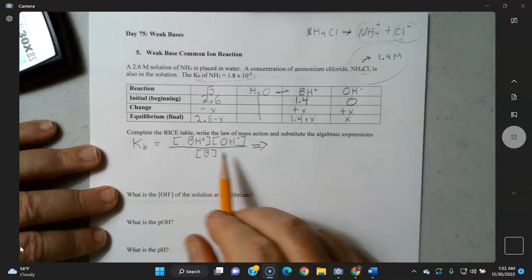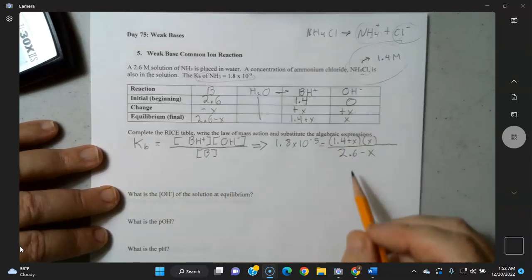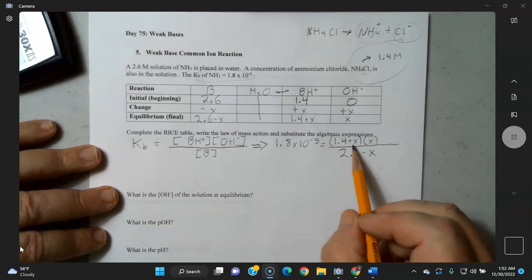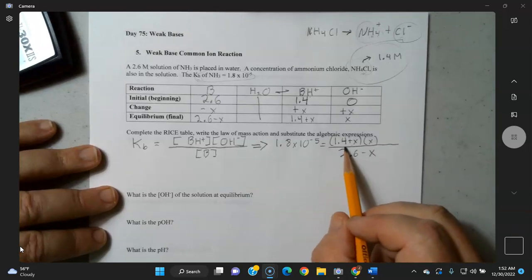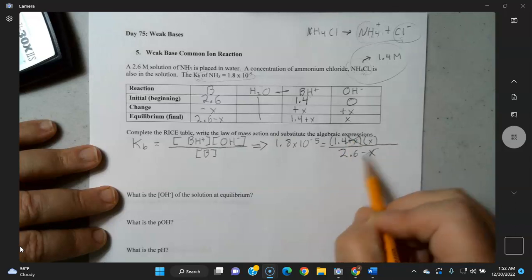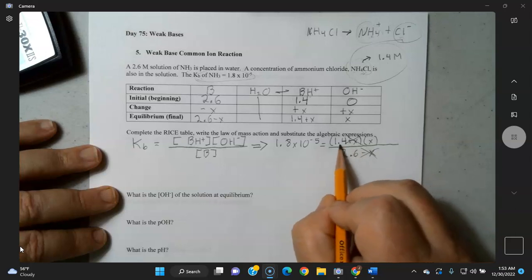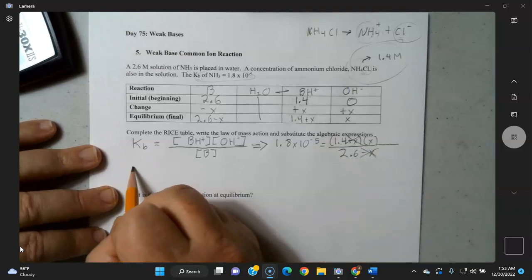Make all our substitutions. Now the simplifying assumption says if we're adding or subtracting an X from a number, you can eliminate it because X is going to be very small. So we'll eliminate it there and there. So now what we have here, we didn't eliminate the 1.4, just the X. So it's 1.4 times X up there.